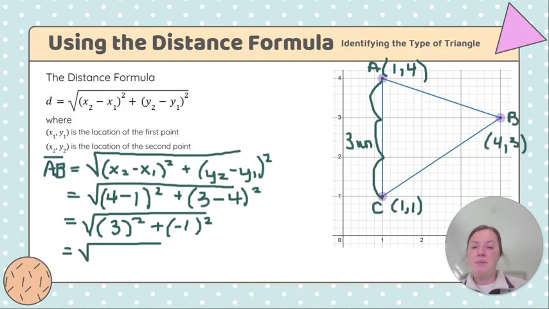So next thing PEMDAS tells me to do is exponents. So we're going to do this 3 squared. 3 squared is 9. And then remember, when we're squaring negative numbers, you can just get rid of the negative and just do the number itself, because -1 times -1 is 1. 1 squared is also 1. So we have 1. That means that we have 9 plus 1, which is equal to the square root of 10.